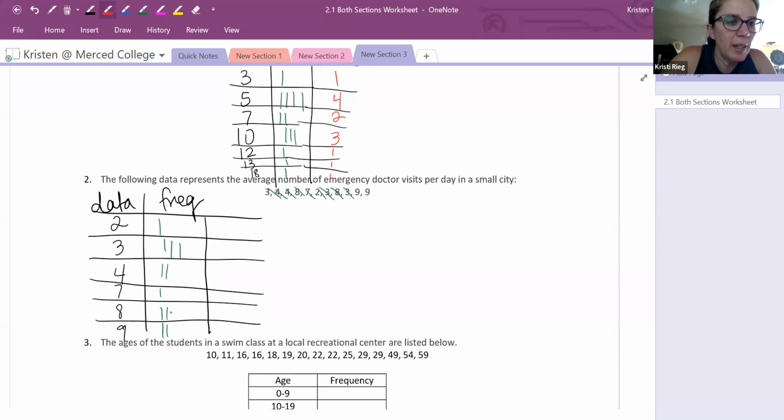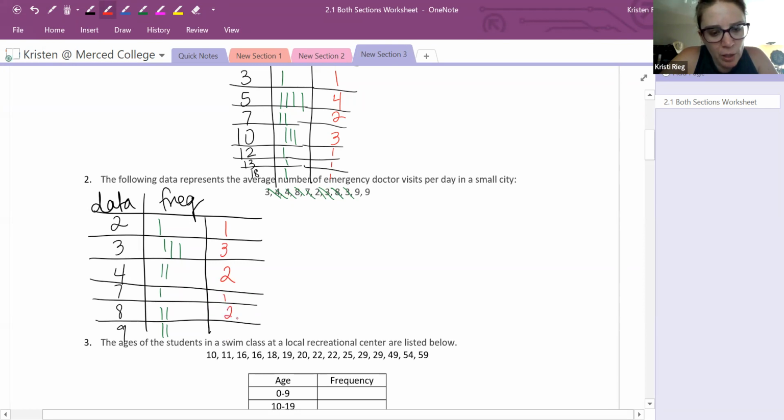So what I see here is I have 2. No, I don't. Man, I'm looking at the wrong column. I have 1. Oops. 1, 2. I have 3 3s, 2 4s, 1 7, 2 8s, and 2 9s. And so this could just tell us some stuff. There's an average number of visits a day in a small city.